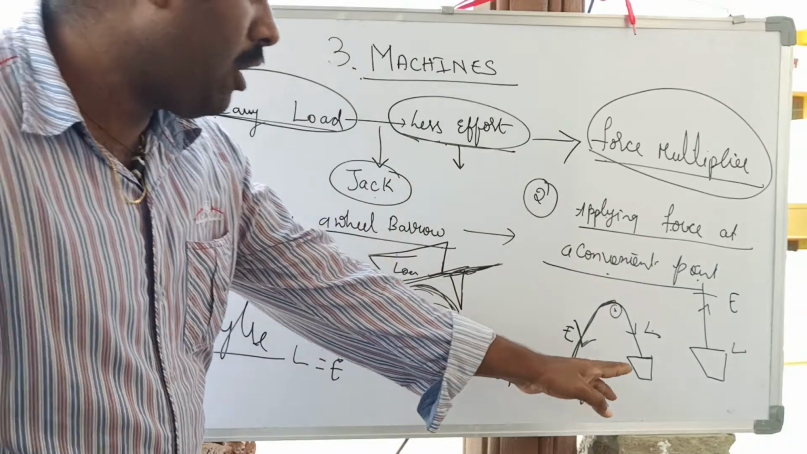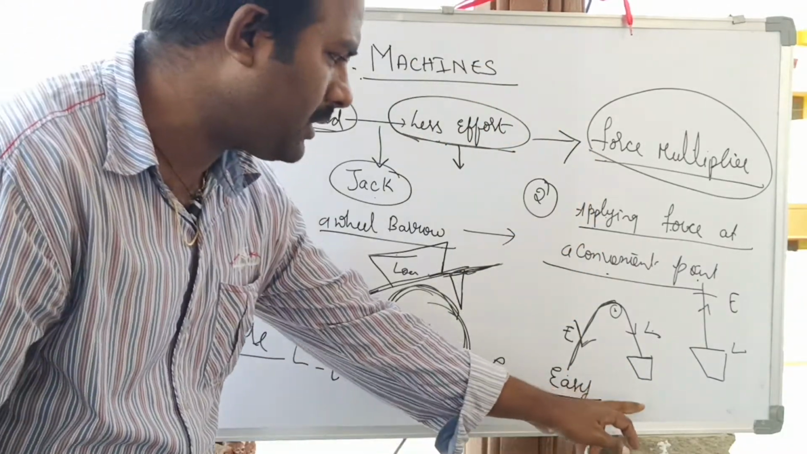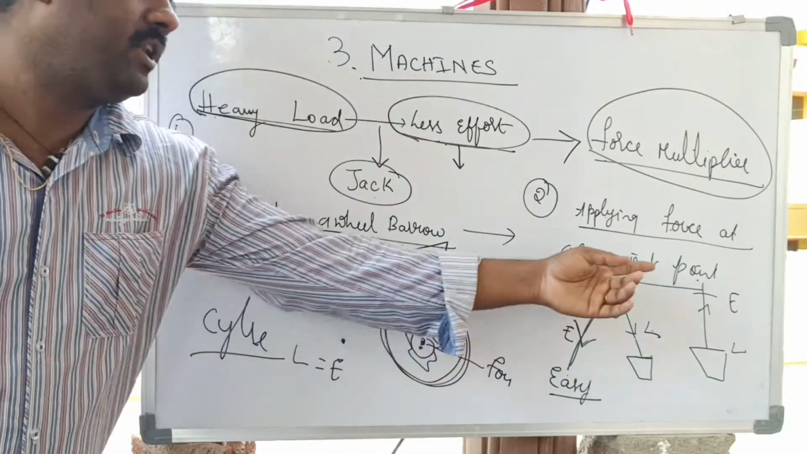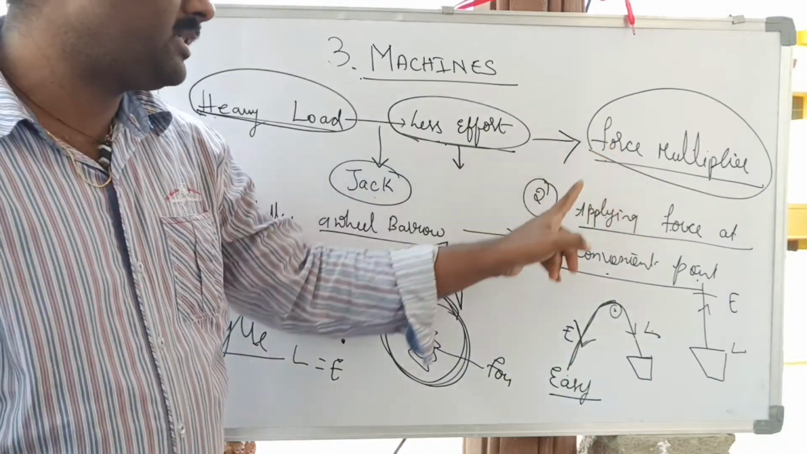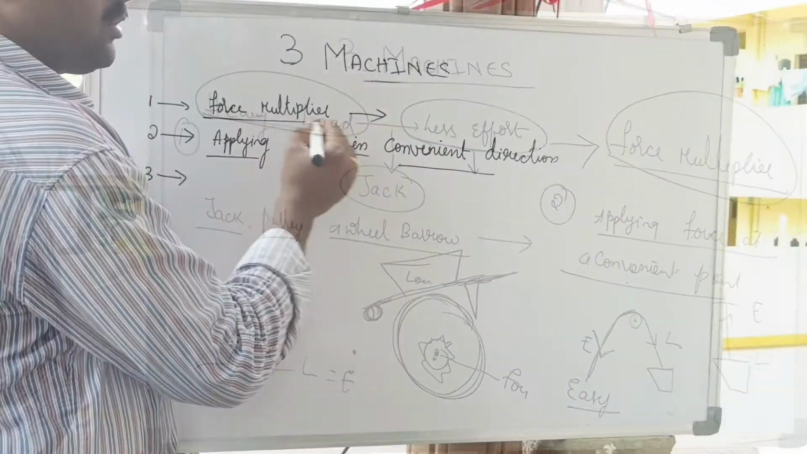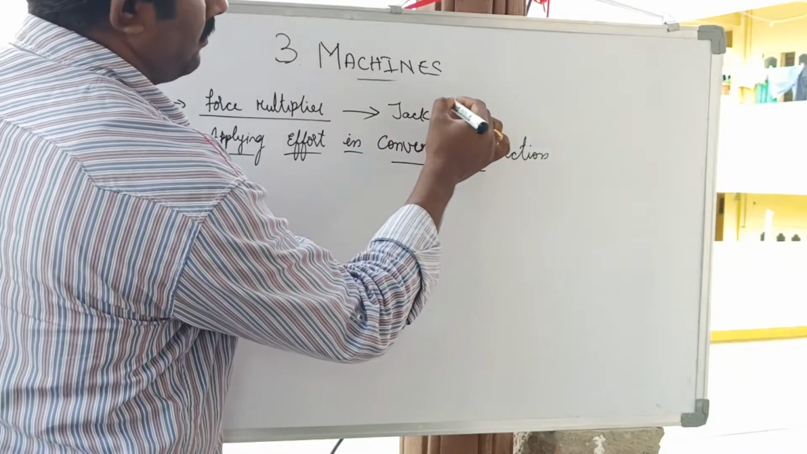Same as that, how much you pull it down, how much effort you put in, that much load will be lifted up. This is the example of applying force at a convenient point. First one is the force multiplier, second one is applying force at a convenient point, and the third one we will see now. Force multiplier, we have seen that: jack and spade.